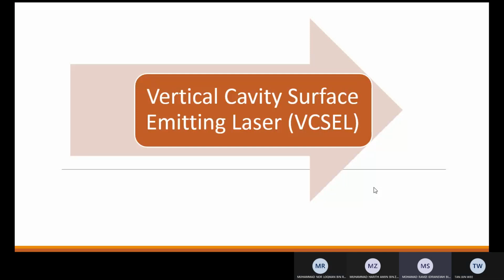Start. Okay, start. Assalamualaikum warahmatullahi wabarakatuh. So today our group is going to present about vertical cavity surface emitting laser, VCSEL.